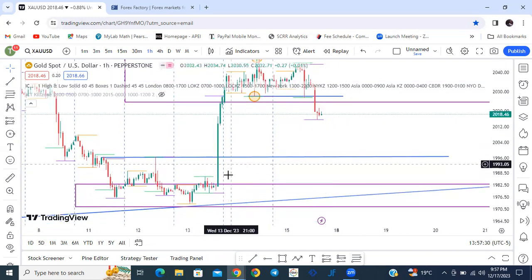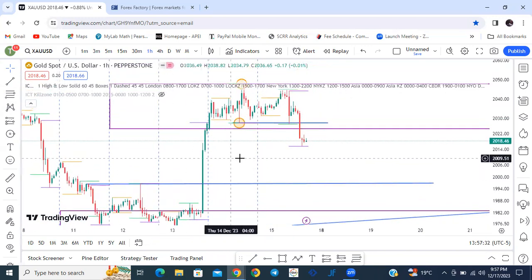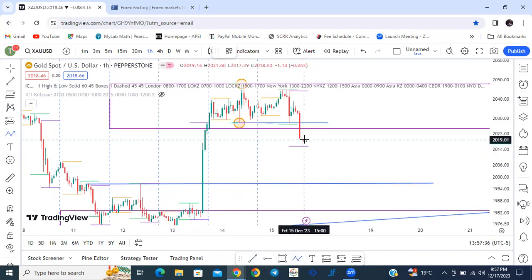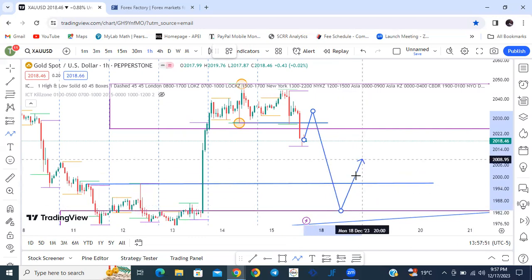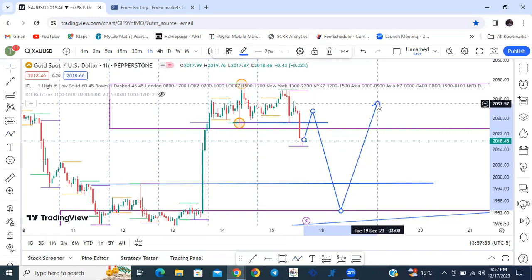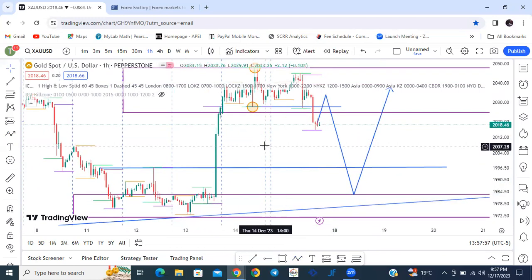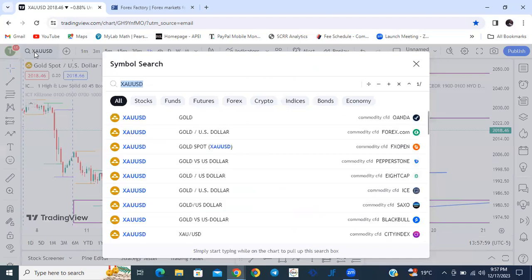So trying again to cover this imbalance, but before the imbalance is covered, we might anticipate the price to push up to around that level. Then we see the move downwards again to this breakout that we were looking at here, and it can extend probably to around that level before we start seeing the upward movement. Okay, so that's how I am viewing gold from my side.